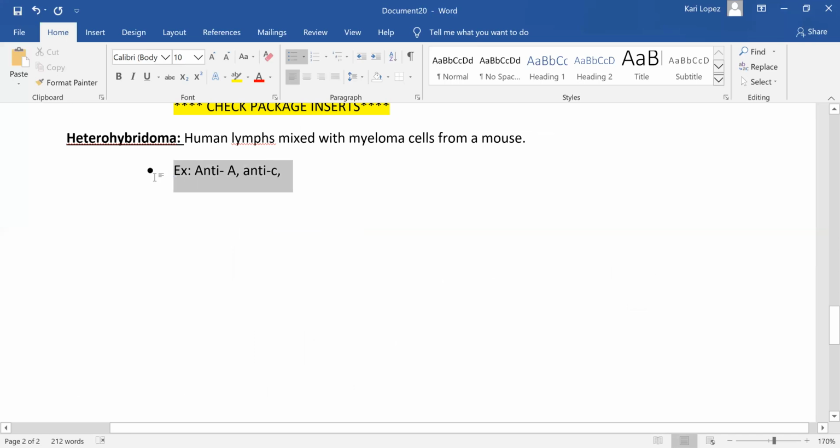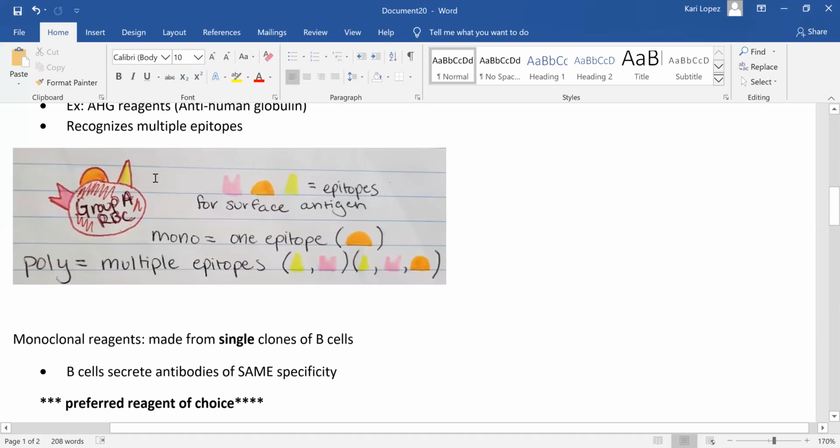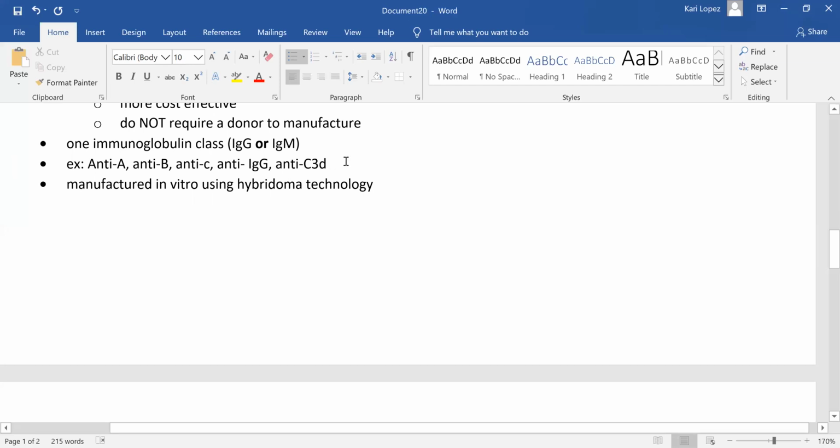and actually, I want to clarify that this is part of your antibody reagents, so your monoclonal reagents. Let me go up here. I'll put them under here so you don't get confused. So an example is your anti-A, anti-B, little c. About some other ones: anti-IgG. And then I want to point out that anti-P3D is also monoclonal. Don't get it confused because there are multiple letters there, but that's referring to complement as a whole, as a monoclonal reagent.